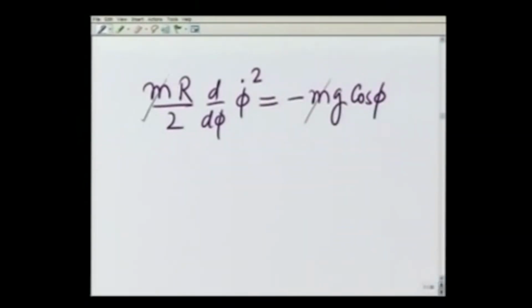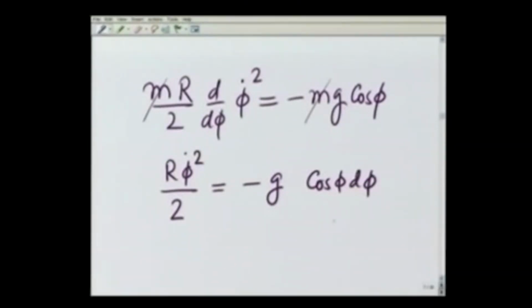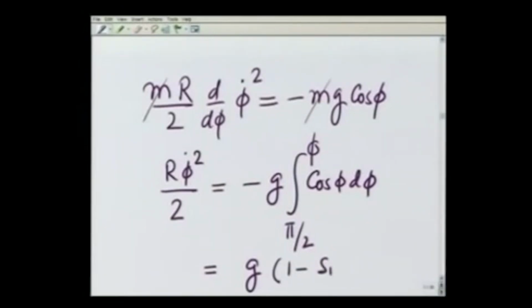m cancels, and therefore I have R phi dot square over 2 is equal to minus g cosine of phi d phi. And remember, the particle is starting from the top, so that means it is starting from pi over 2 and coming up to some angle phi. This gives me this equal to g times 1 minus sine of phi, and therefore the result that I have is R phi dot square is equal to 2g times 1 minus sine of phi.